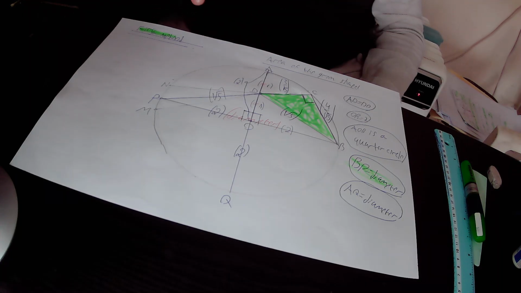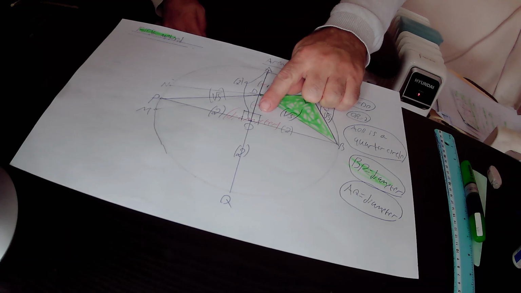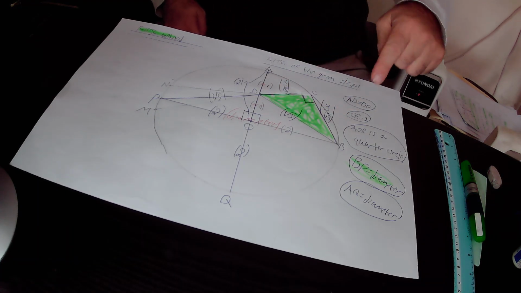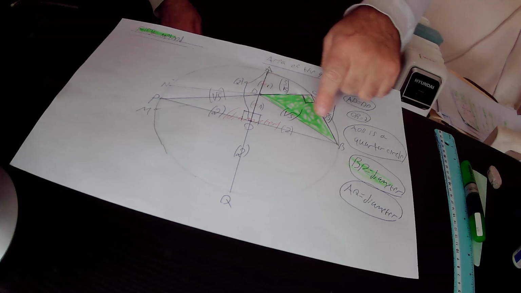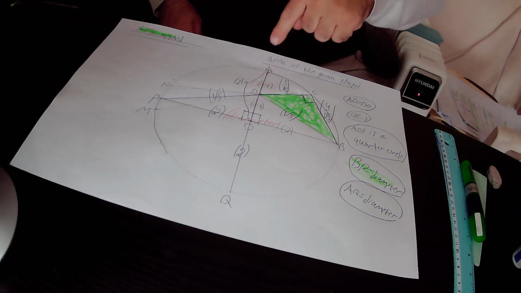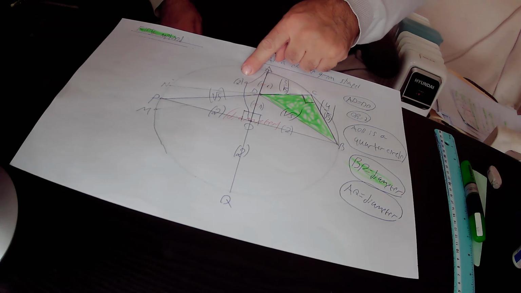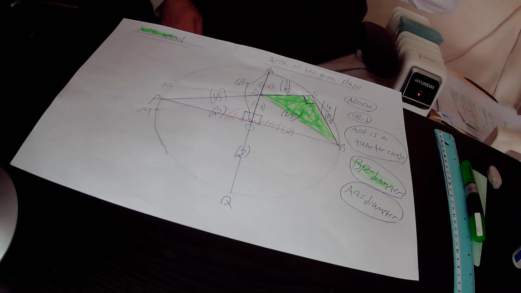AOB is a quarter circle, and therefore this angle AOB is a right angle. Likewise, OB and OA are both radii of the quarter circle. The radius OB equals 2, and therefore the radius OA must also equal 2 units in length. The radius OA has been bisected into two halves at point D.